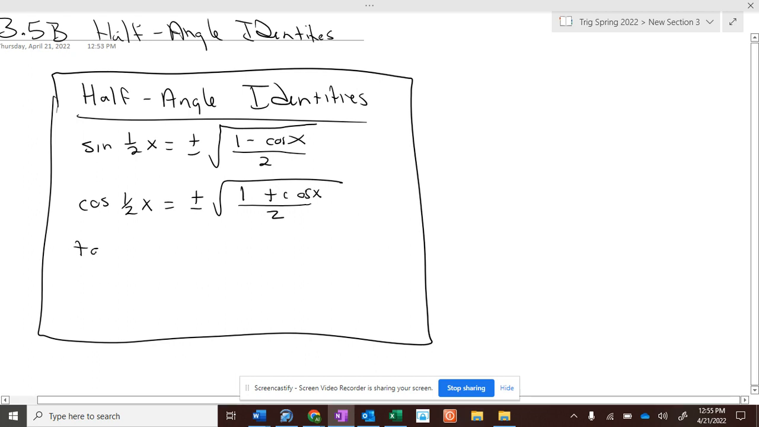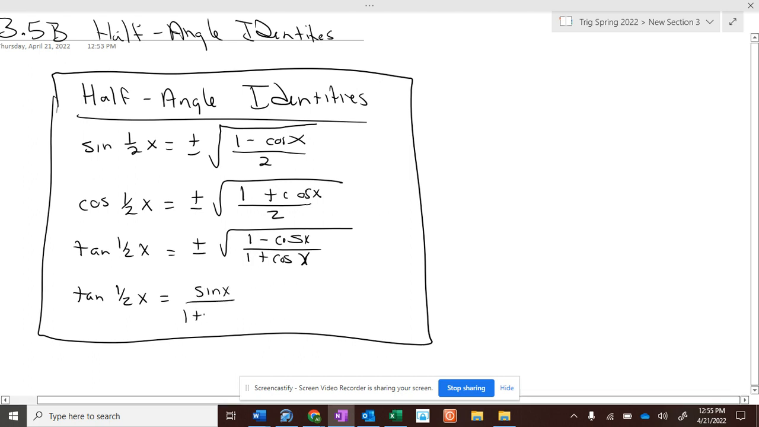And tangent is sine over cosine. So it equals positive or negative the square root of 1 minus the cosine of x over 1 plus the cosine of x. But we don't use that one very often. Instead, there's two others that we use more often. One of them is sine of x over 1 plus the cosine of x. The other one is 1 minus the cosine of x over the sine of x. And probably the last one is the one I use most often.